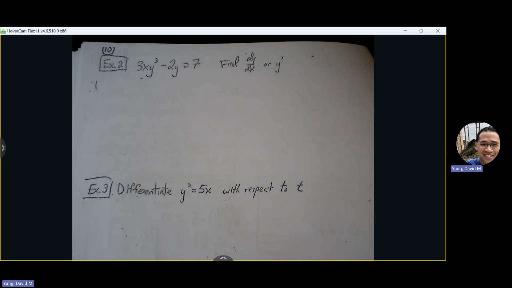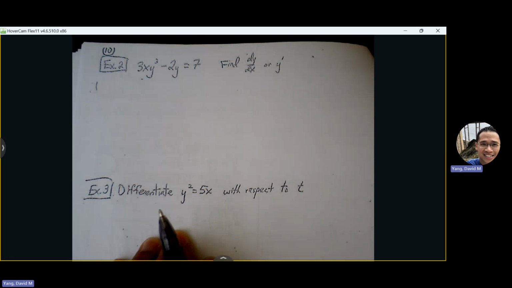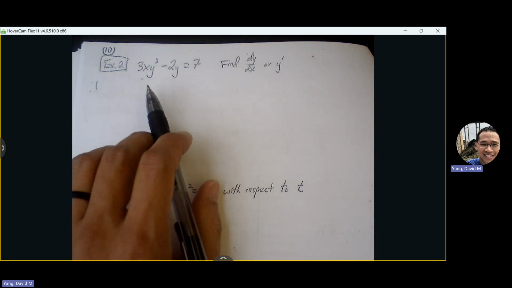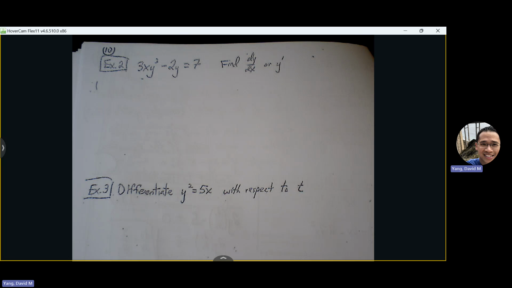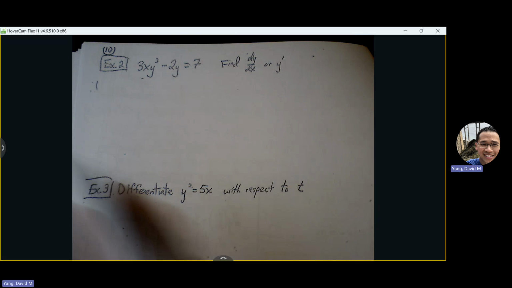Now, implicit is not too bad, but sometimes it can get more complicated because there may be other rules involved for certain problems. Let's look at example 2 here. 3xy cubed minus 2y equals 7. So first, I want us to look at this and realize, okay, this is definitely implicit because there's something strange about the y variable, right? It's not how our problems have looked in the past. So we need to be able to look at a problem and say, okay, that's implicit because something is different about the y variables. So we definitely want to do power rule, but something else here.